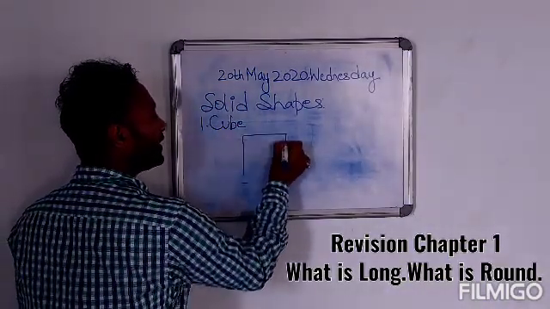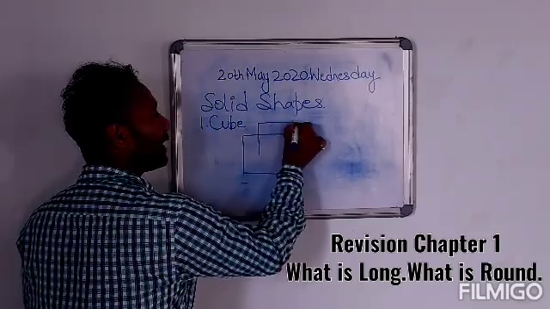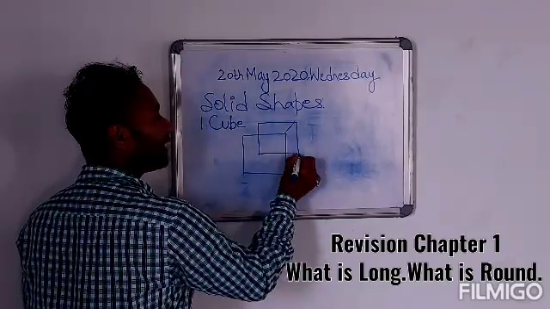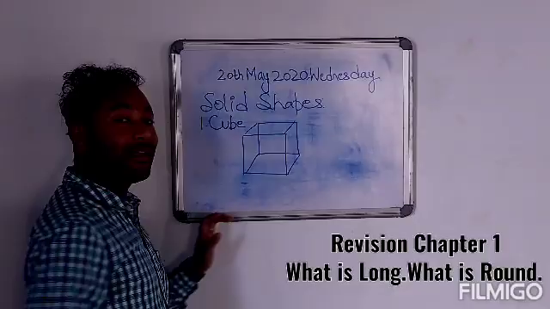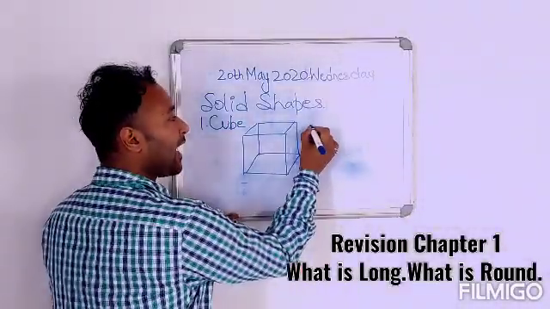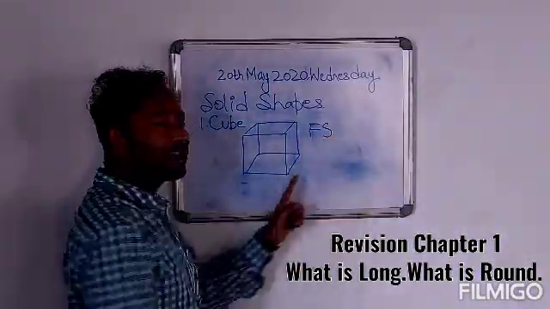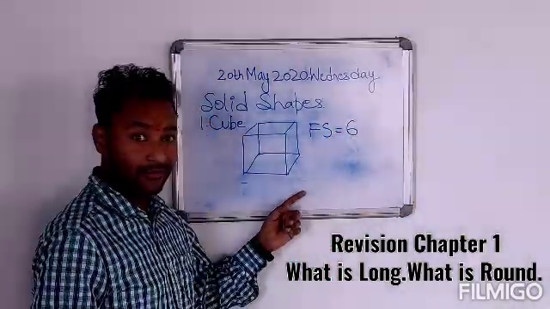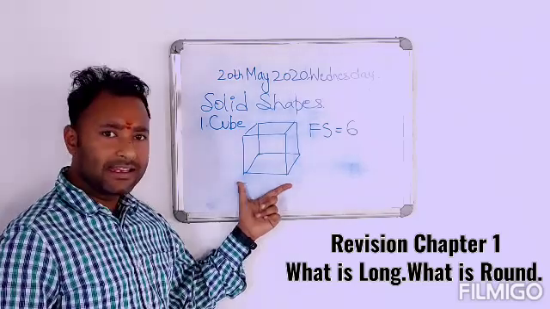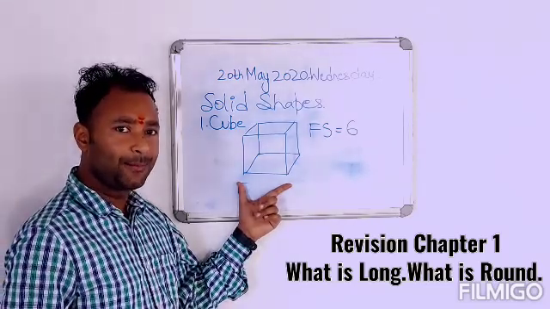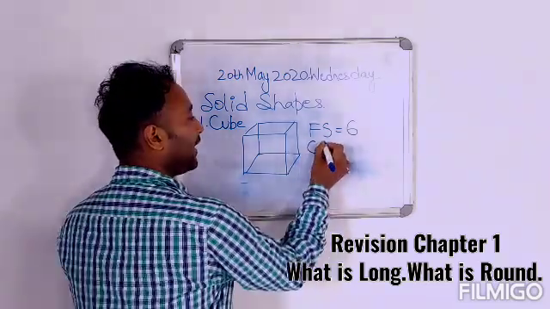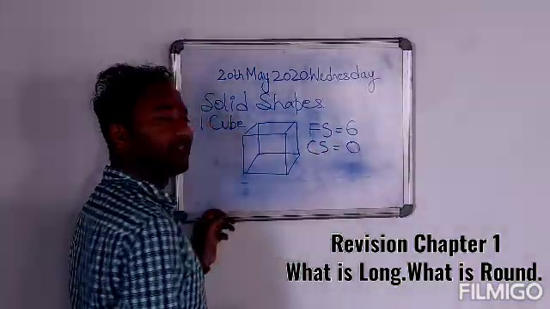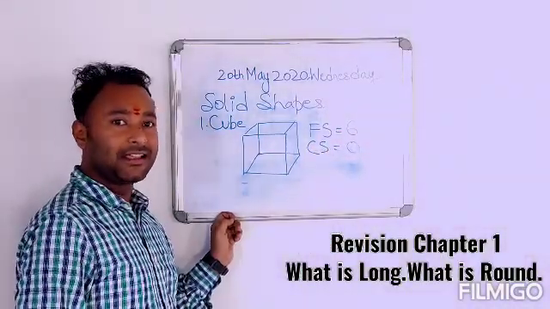Cube. Can you please tell me how many flat surfaces are there? I am writing in short form. How many flat surfaces are there? There are 6 flat surfaces. Can you tell me any curved surface in cube? Yes, there is no curved surface in cube.